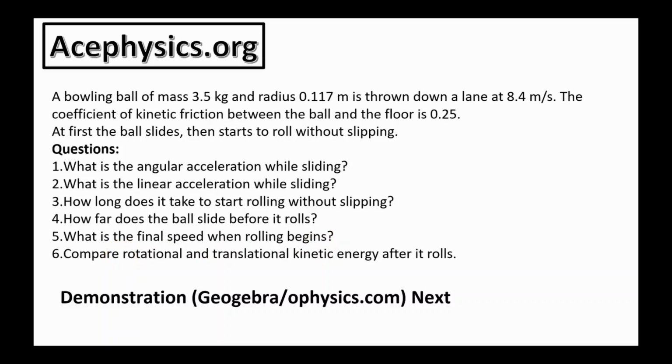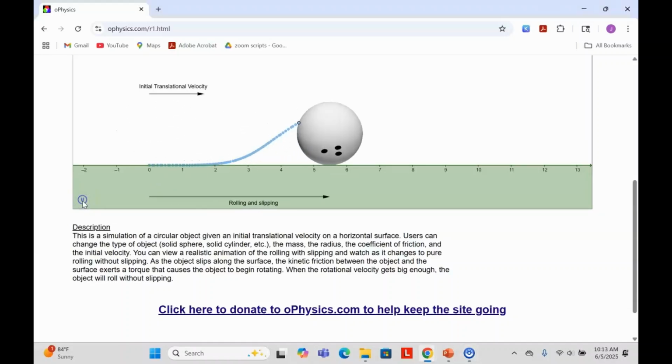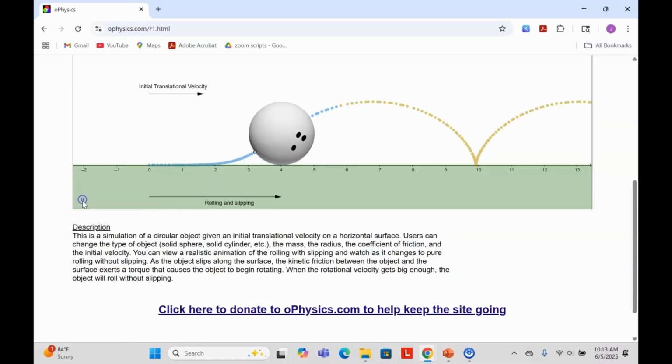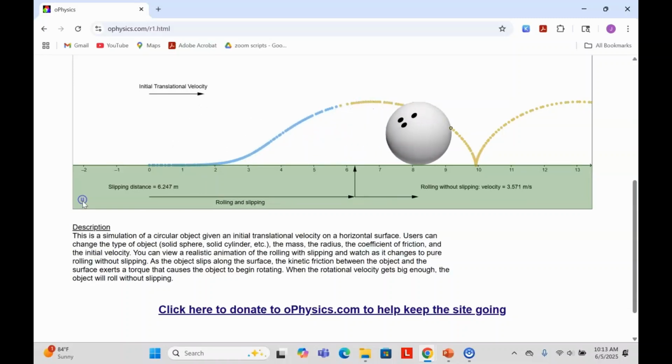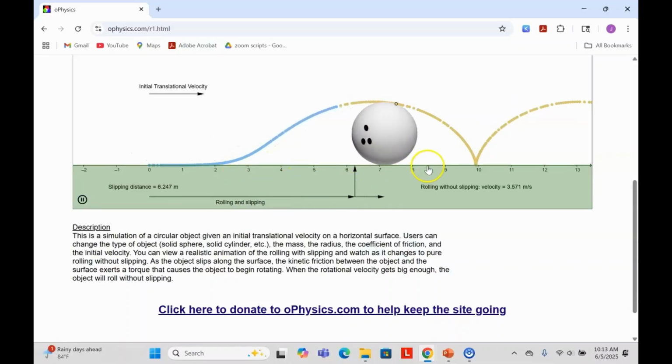Now I'm going to show you an animation to visualize this problem. Here's a bowling ball, and initially it only has translational velocity. There's no rotation. As the object slips along the surface, the kinetic friction between the object and the surface exerts a torque that causes the object to begin rotating. When the rotational velocity gets big enough, the object will roll without slipping. So here the object is rolling and slipping, and now it's rolling without slipping. Now let's solve the problem.